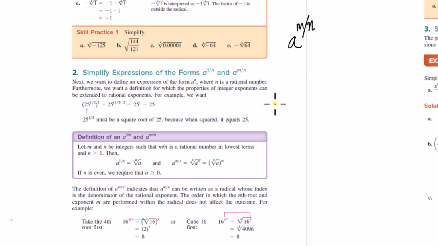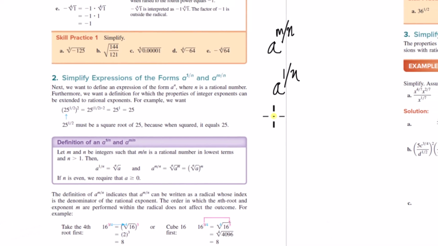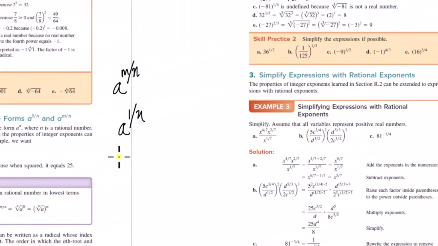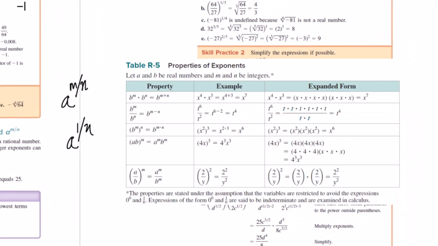Okay, well, what we can do is think about how we're going to start with a to the 1 over n. What would this mean? Whatever the definition of this is going to be, we want to make it coincide with the properties of exponents that we talked about in the previous section.